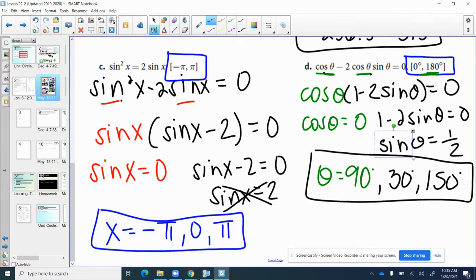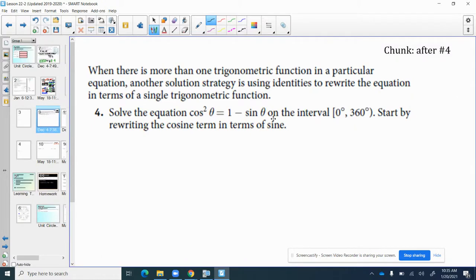Now, we will work more with solving these in class, and we will also start talking tomorrow, okay, what if they're not all in terms of the same thing? How can we use our identities that we've been talking about to start solving and substituting in for these equations, okay?